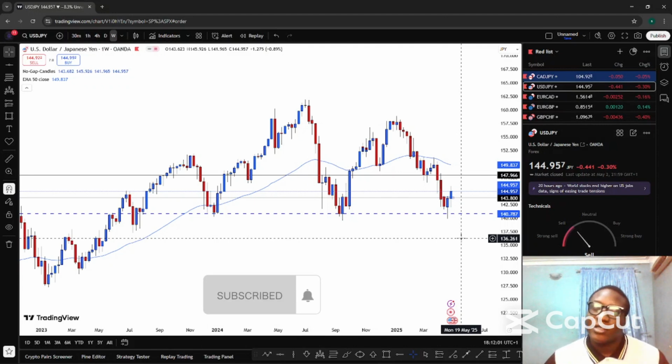If you like clean price action, market structure and having high probability trade setups, you're in the right place. Without talking too much, let's get into the chart.